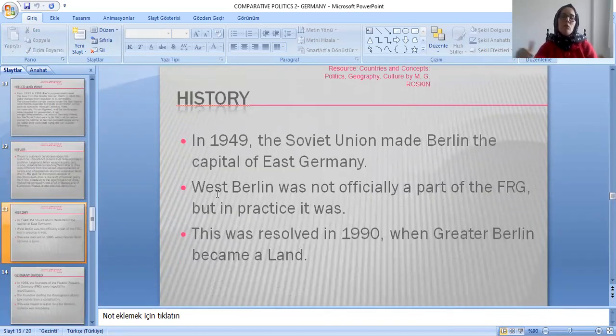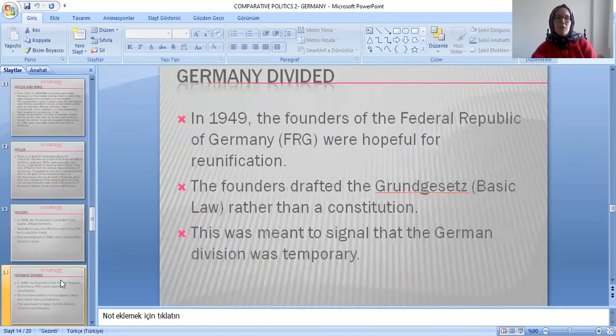History. So after World War I and World War II, in 1949, the Soviet Union made Berlin the capital of East Germany. West Berlin was not officially a part of the Federal Republic of Germany, but in practice it was. This was resolved in 1990 when Greater Berlin became a land. Germany divided. In 1949, the founders of the Federal Republic of Germany were hopeful for reunification. The founders drafted a basic law called Grundgesetz, I don't know how it is pronounced in German, rather than a constitution. This was meant to signal that the German division was temporary.